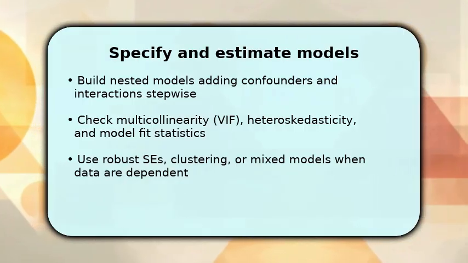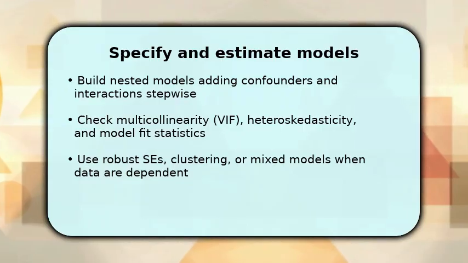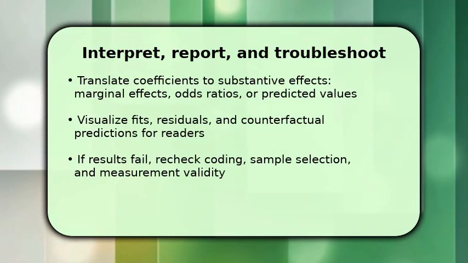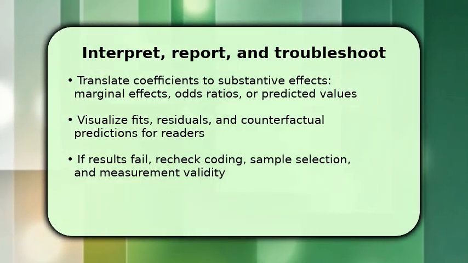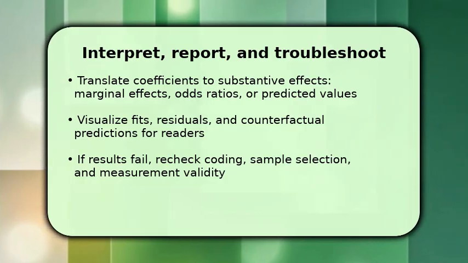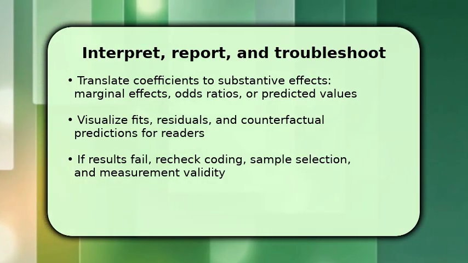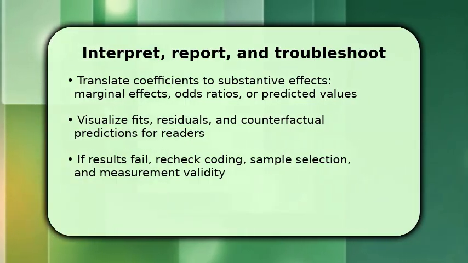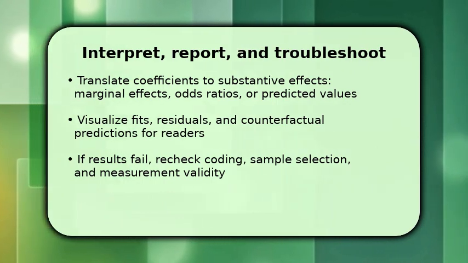Then run sensitivity checks and alternative specifications to make sure results are stable and not driven by one assumption. Finally, interpret coefficients in meaningful terms and report uncertainty clearly. You should convert estimates to marginal effects, predicted probabilities, or change in outcome units so readers grasp practical importance. Once done, visualize model fit, diagnostic plots, and counterfactual predictions to communicate robustness.